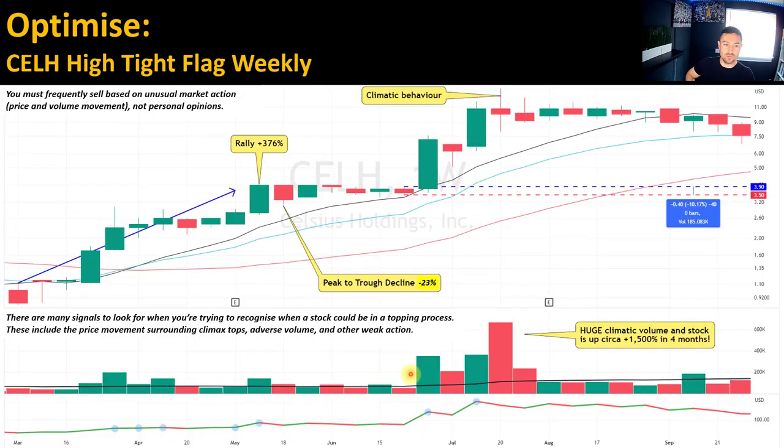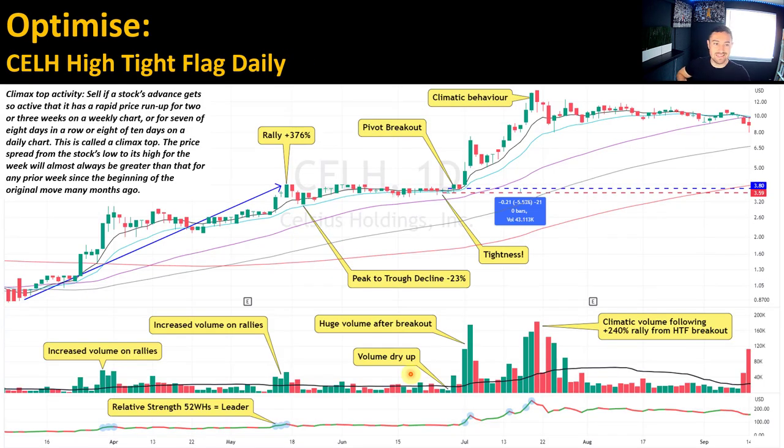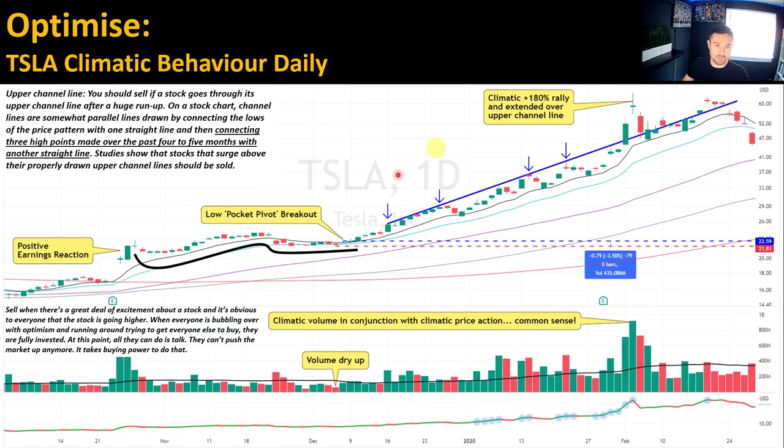So we've looked at Celsius on the weekly and also on the daily chart. Let's start going through some more, because you're probably thinking, oh, this upper trend channel line sounds pretty important. So if you take a look at Tesla here, okay, upper trend channel, you should sell if a stock goes through its upper trend line after a huge run up. So on a stock chart, channel lines are somewhat parallel lines, as I was reading to you on the previous slide, drawn by connecting lows of the price pattern with one straight line, then connecting, three is really important, connecting 3 points made over the past 4 or 5 months with another straight line.